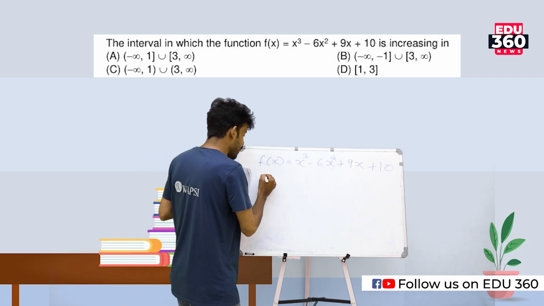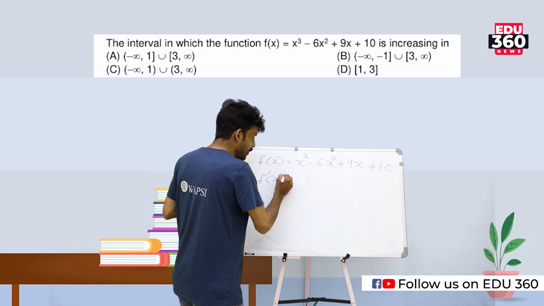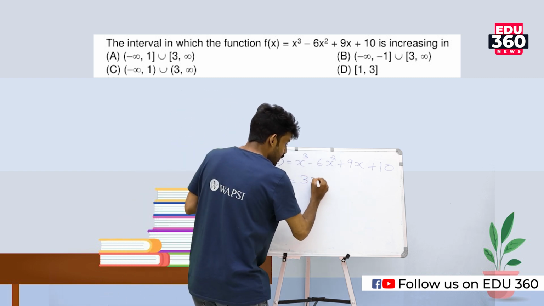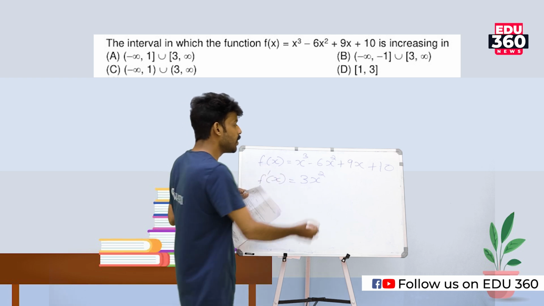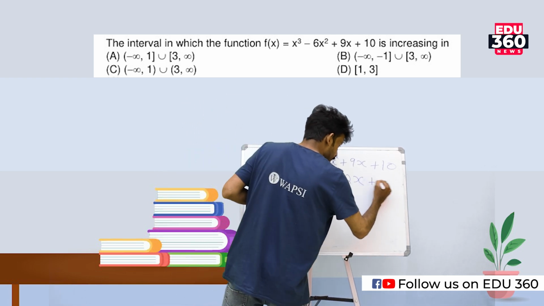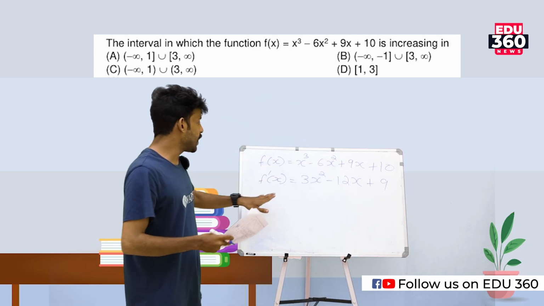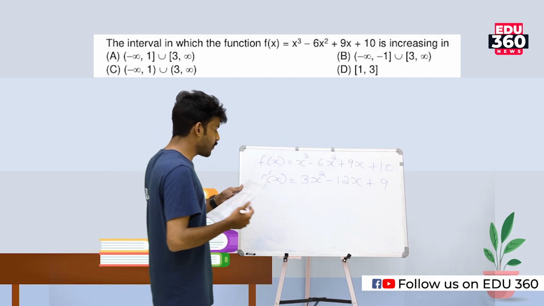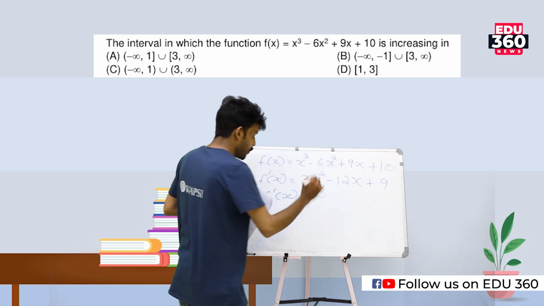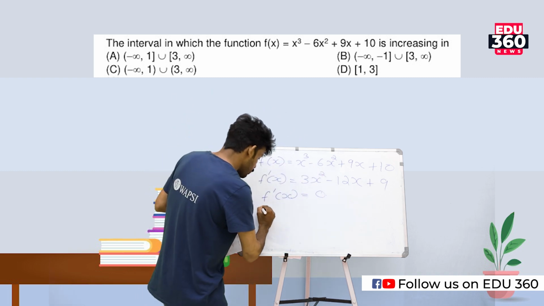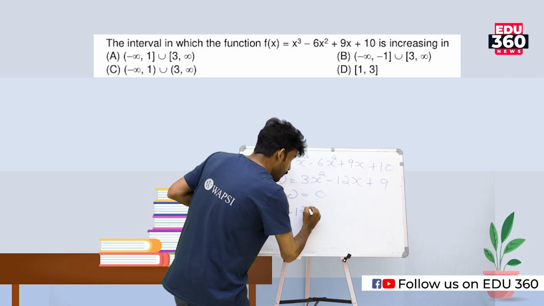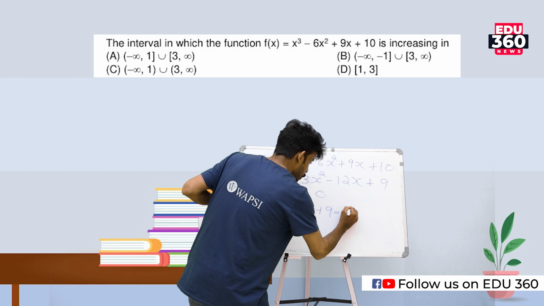First of all we can find the first derivative, that is f dash of x is equal to 3x square minus 12x plus 9. Hereafter we can equate this to 0, that is f dash of x is equal to 0. That means 3x square minus 12x plus 9 is equal to 0.